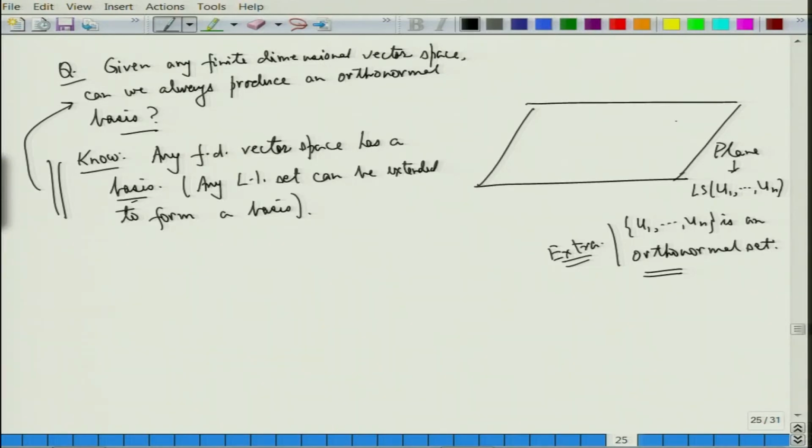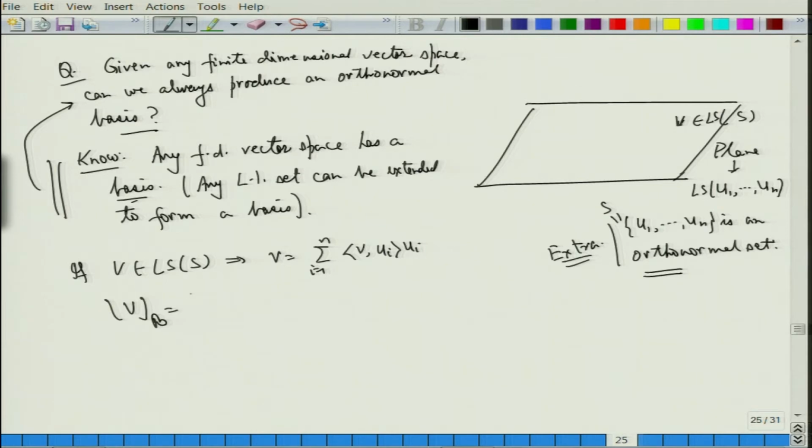Another thing we are trying to emphasize here is that if there is a vector V inside this set itself, if I have V which is inside LS of S itself, then I don't have to do anything, everything is inside. So if V belongs to LS of S, then V is nothing but the summation of v comma ui, i going from 1 to n, or in some sense we are saying that v in the ordered basis is v comma u1 till v comma un. I am stressing it again and again, which is very important for me.